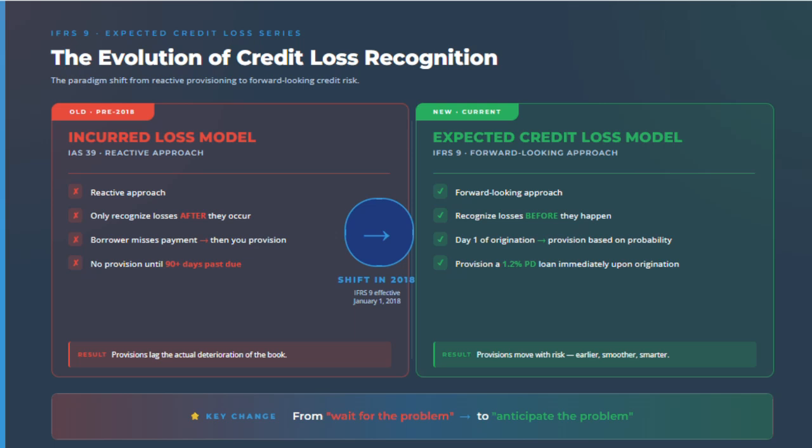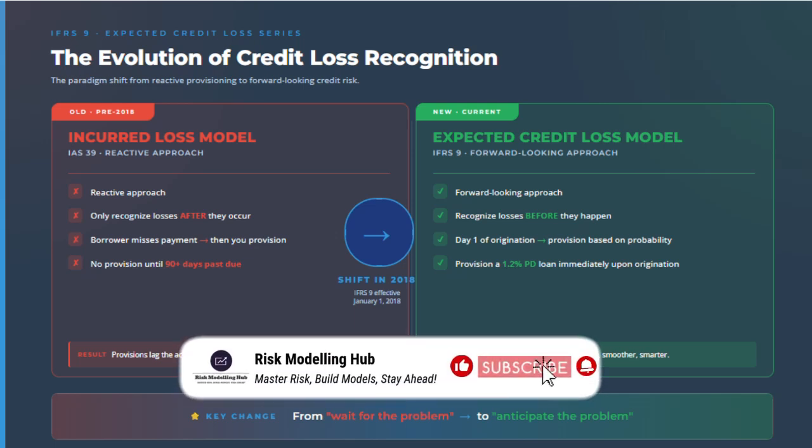Now, the new way, the expected credit loss model. This is forward looking, and you recognize losses before they happen based on probability. So, think about it. On day one, at origination, you immediately provision based on the probability of default. And a typical new loan might get a 1.2%.